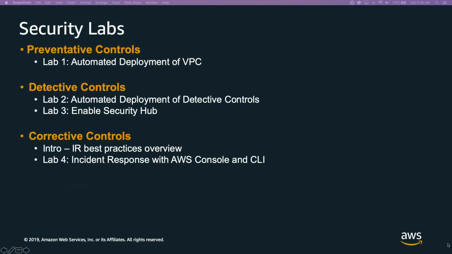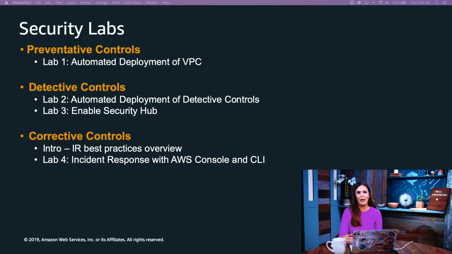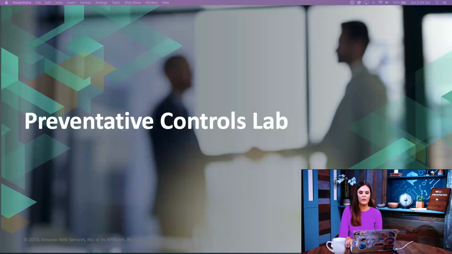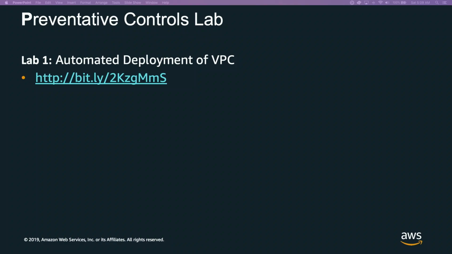So as I mentioned before, we will be breaking down the labs into 3 areas today. We'll be doing a Preventative Controls Lab, a Detective Controls Lab, and a Corrective Controls Lab. The Preventative Controls Lab is available on the link that you can see on the screen now. What we will be doing is an automated deployment of a virtual private cloud, or VPC. I'm going to cross now to the lab content for you to follow along.